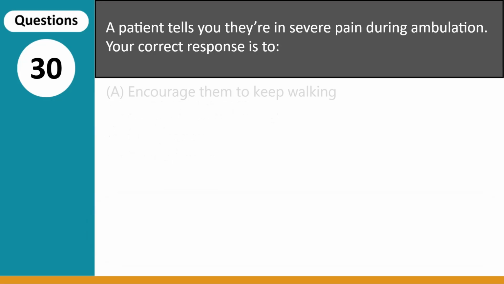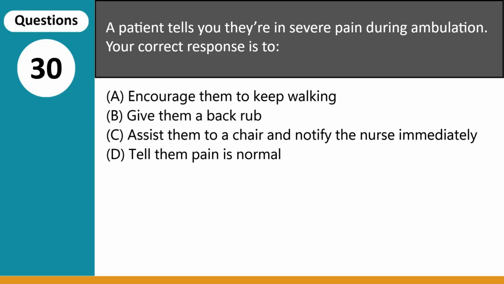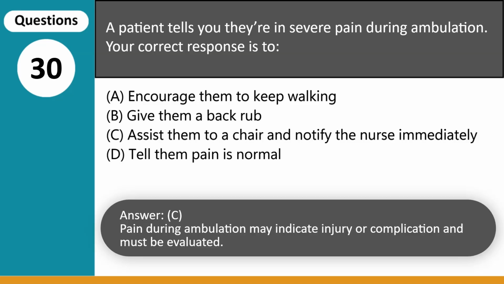A patient tells you they're in severe pain during ambulation. Your correct response is to: A. Encourage them to keep walking. B. Give them a back rub. C. Assist them to a chair and notify the nurse immediately. D. Tell them pain is normal. Answer: C. Pain during ambulation may indicate injury or complication and must be evaluated.